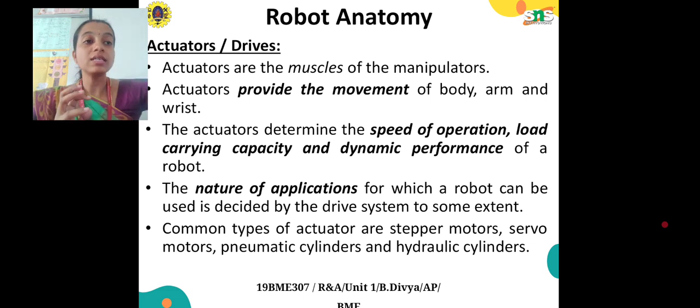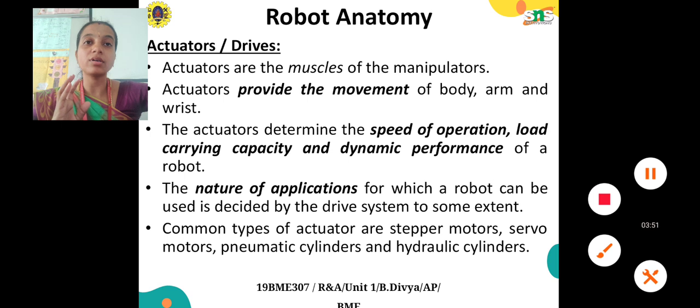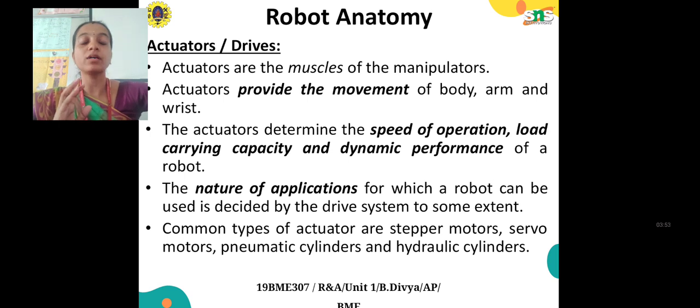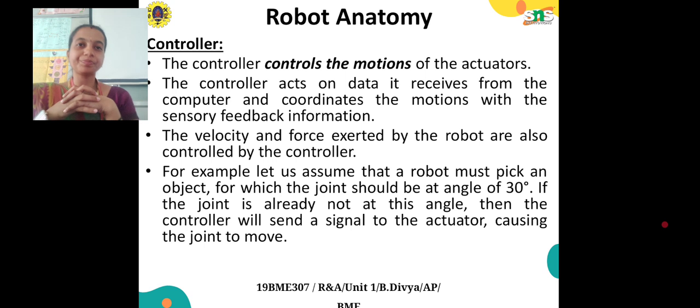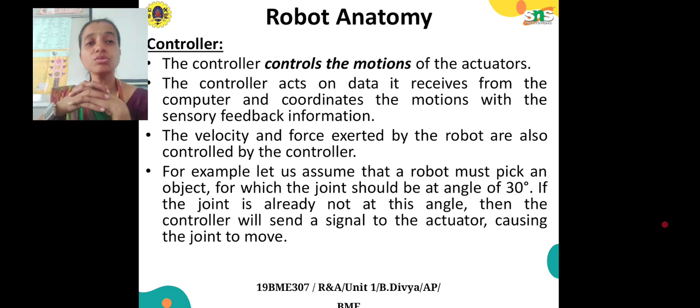These are the types of actuators or drivers in the robot anatomy. We have another component called the controller. Why is the controller used? The controller is used to control the motion of the actuators.